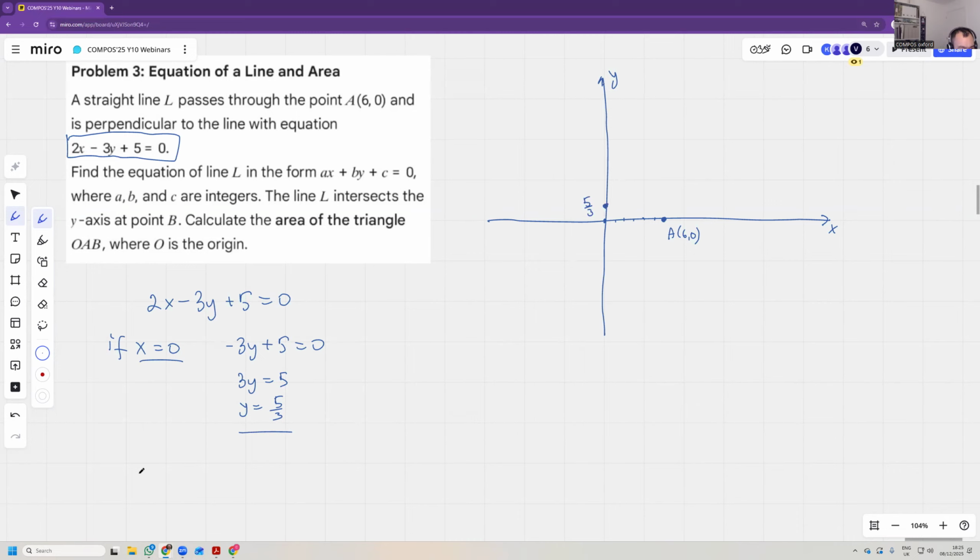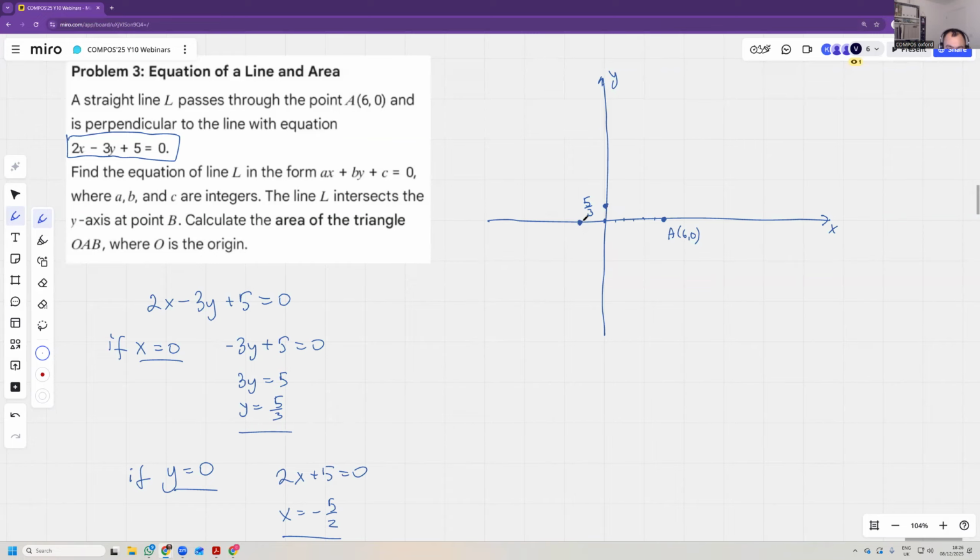That's 1 point. And then if y is 0, then we have 2x plus 5 equals 0. So x is minus 5 over 2. So (-5 over 2, 0) is also a point. So minus 5 over 2, that's here.